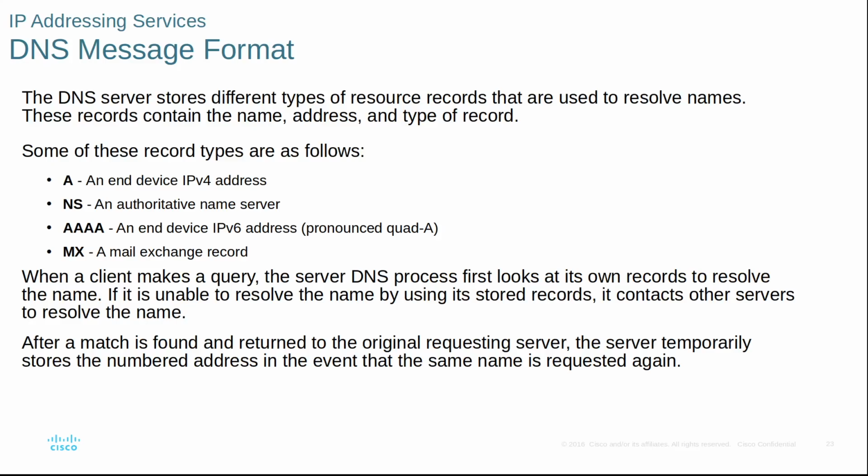When a client makes a query, the DNS process first looks at its own records to try to resolve the name. If it can't resolve the name using the records it's stored, it contacts other servers to resolve the name. Once a match is found, it's returned to the original server, and it's cached there just in case you go and check it out again. So if you type in cisco.com and then your friend does the same thing a minute or two later, it's already going to be cached locally. It doesn't need to go through that recursive lookup process.